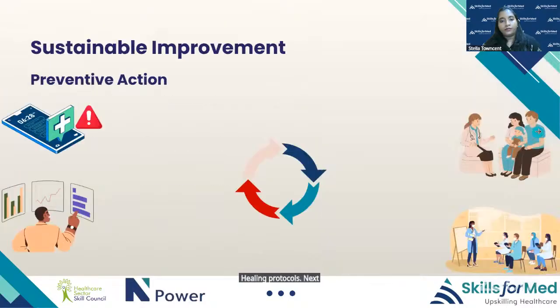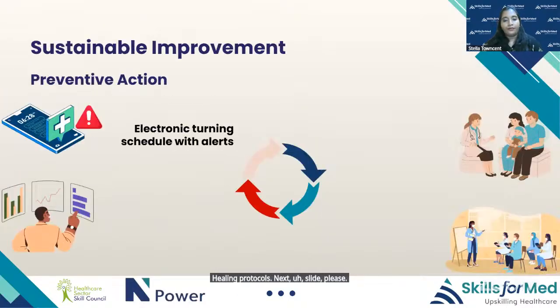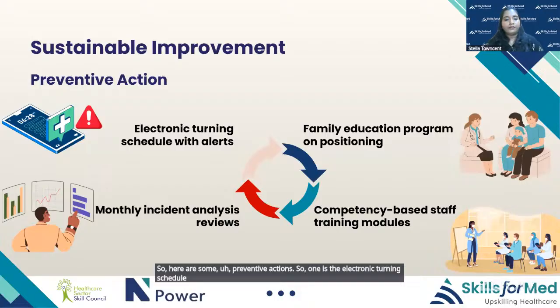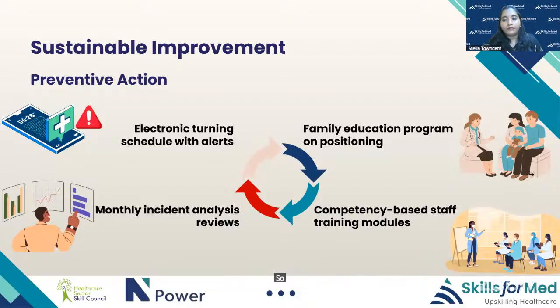Next slide, please. So here are some preventive actions. One is the electronic turning schedule with alerts. What is this? Basically, this is helpful in two ways. It can be implemented. No, go back, please.